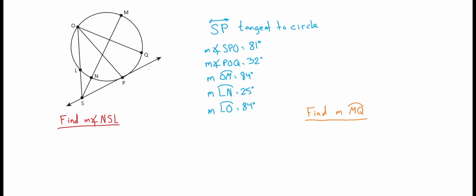So we have a circle over here, and I gave you some information about the circle. First thing we have is line SP is tangent to the circle, which means it hits the circle at one point, point P. Measure of angle SPO is 81 degrees. Measure of angle POQ is 32 degrees.